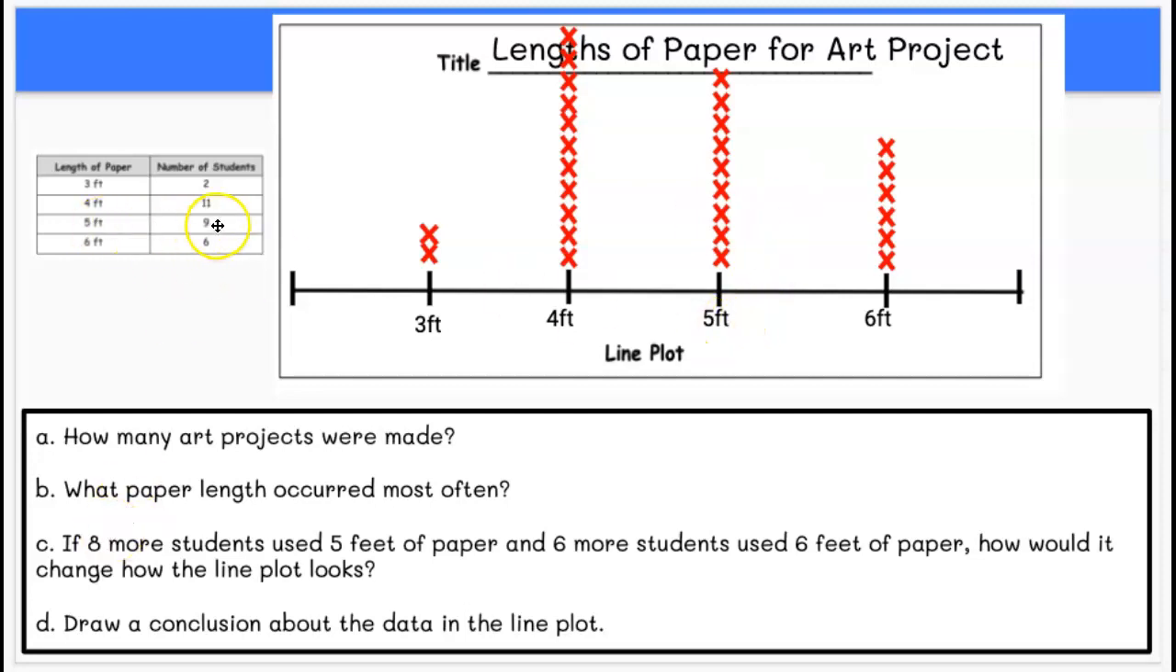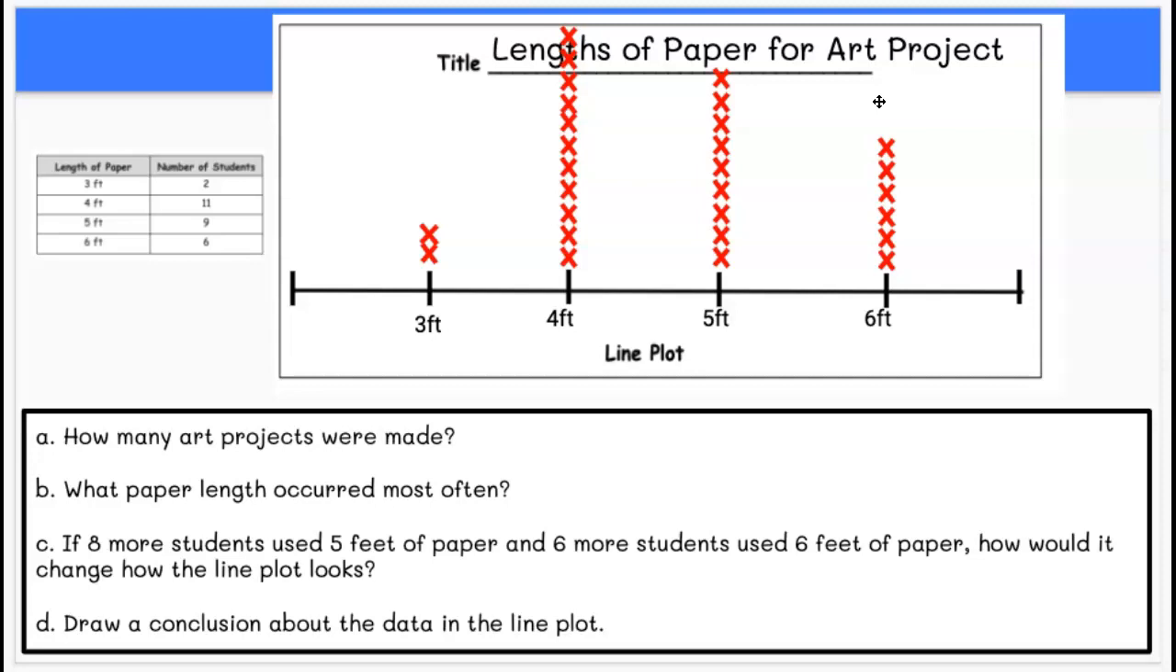For 5-foot paper, I had 9 students. So when I'm adding a 9, I pretend like I'm adding a 10. So 13 plus 10 is 24. Sorry, 13 plus 10 is 23. But then I'm going to take one away because I really only added 9. So now I'm at 22 students. And then for 6-foot paper, 6 students used 6-foot paper. So 22 plus 6 is 28.